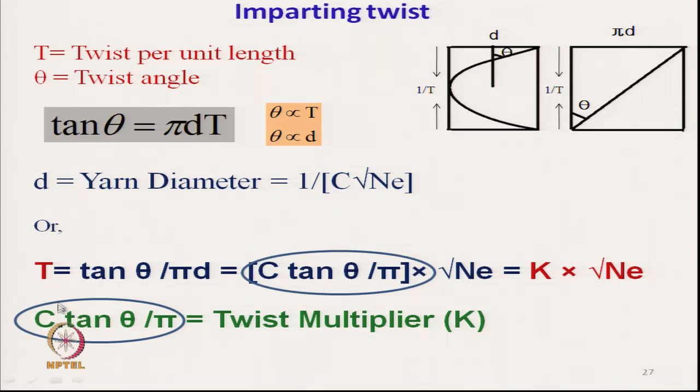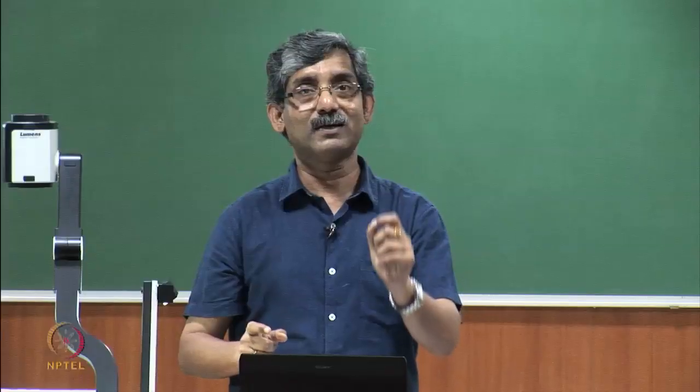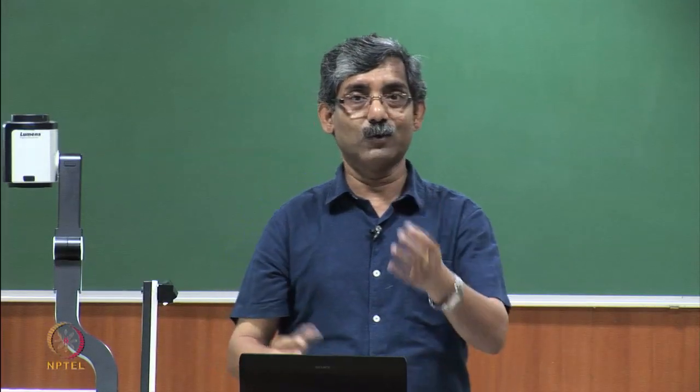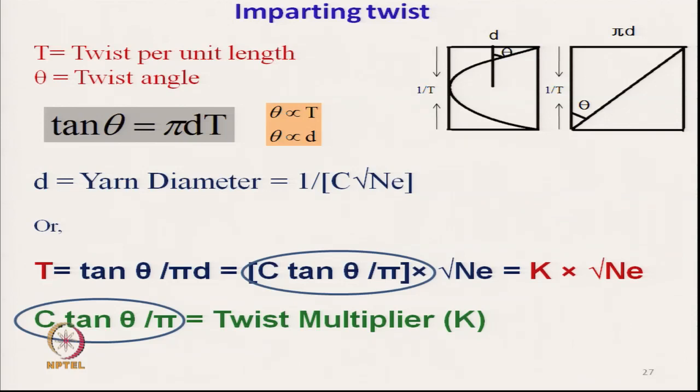We cannot calculate tan theta, as we do not have an idea of the constant C value for yarn. So, we indirectly calculate with measurable parameters which can be easily measured: the twist per unit length and the yarn count can be measured. So, we can get an idea of twist multiplier.